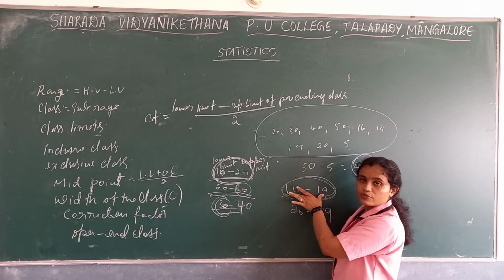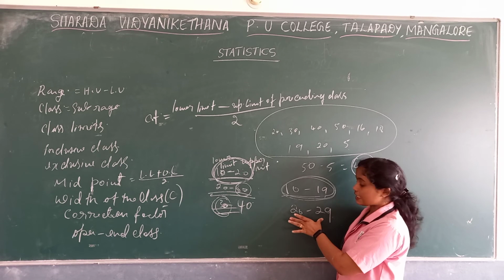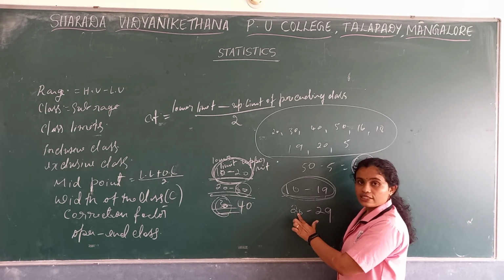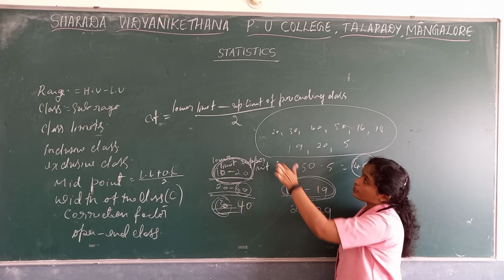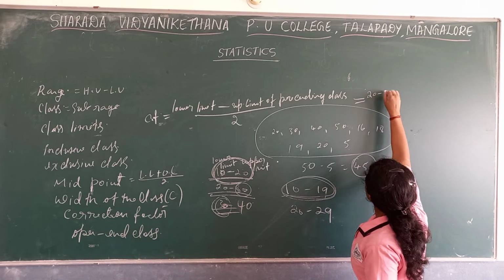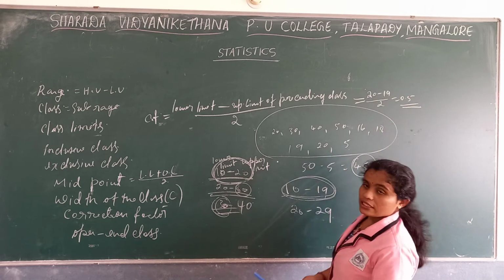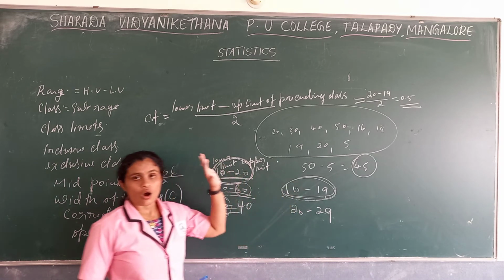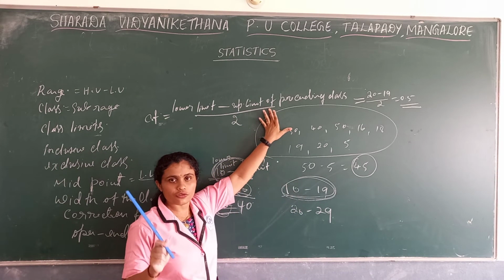We cannot start from the first class because we don't have a previous class. So we have to start from the second class. Then lower limit of that second class minus upper limit of the previous class, divided by 2. If we do 20 minus 19 divided by 2, you will get 0.5. It is not necessary to calculate. Always you will get this particular correction factor as 0.5 itself.